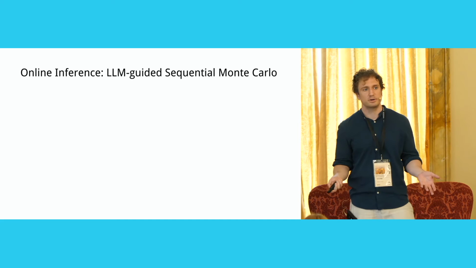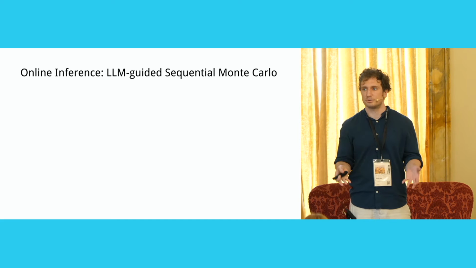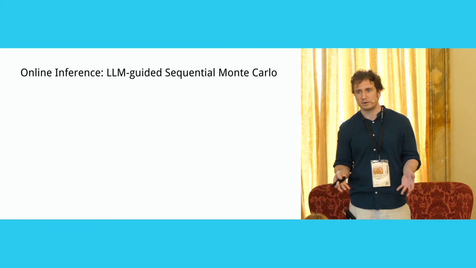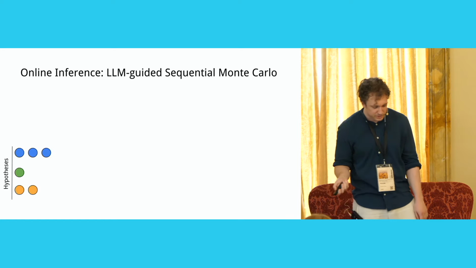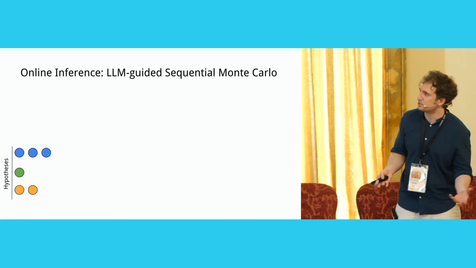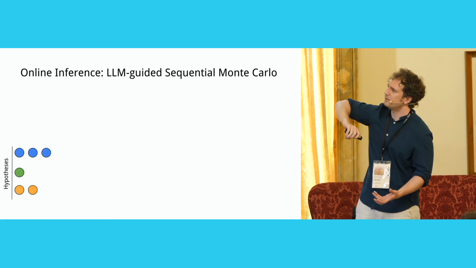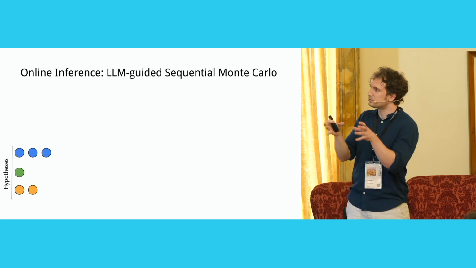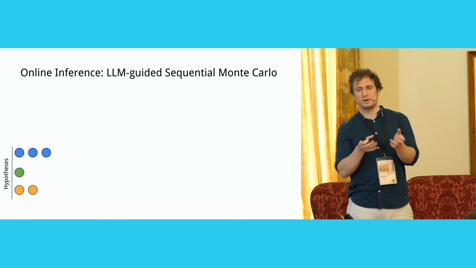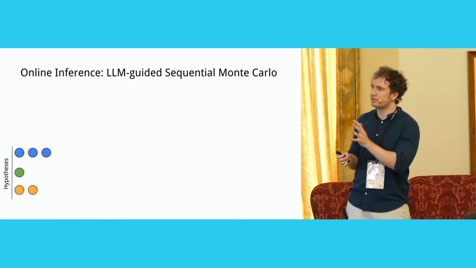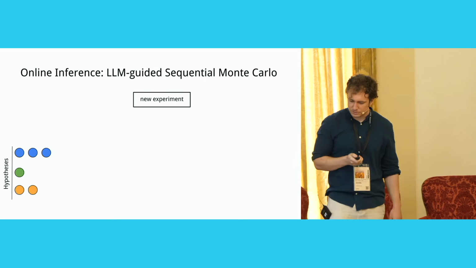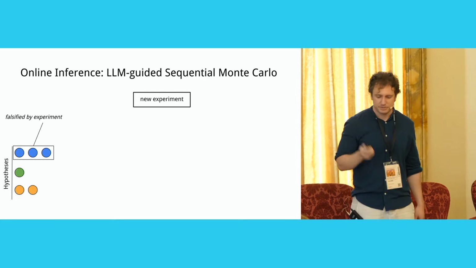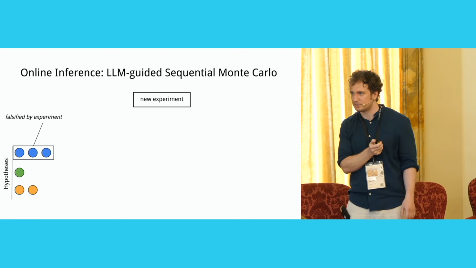But just like earlier, we're going to build a sequential Monte Carlo sampler that is guided by a large language model. So the way that works is you have some particles. These are just like samples from your posterior. And this posterior says, you mostly believe the blue hypothesis because it has 3 samples. You kind of don't believe the green one. And the orange one, you're on the fence about. So you use that to make some experiment. And it turns out that experiment falsifies the blue hypothesis.